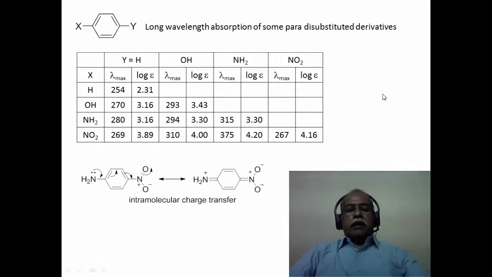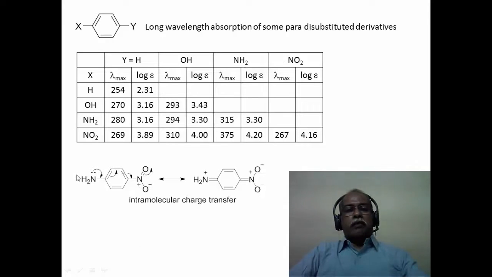On the other hand, if the two functional groups are not sterically hindered and they are further away, as in the case of the para disubstituted derivative, and if one of them is an electron donating group and the other is an electron withdrawing group, you can observe an intramolecular charge transfer band in the aromatic system. That is what is illustrated in this particular table.